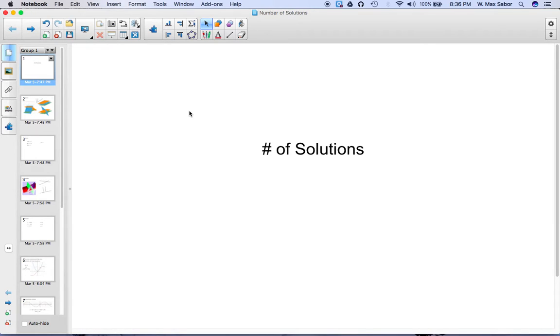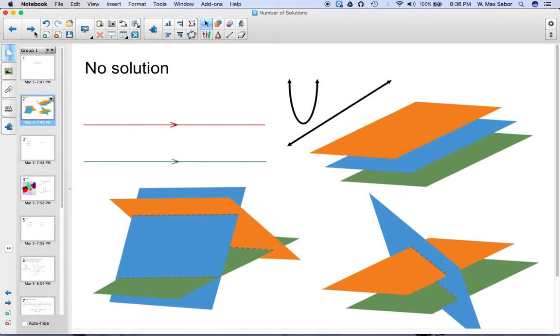Back when we had just two dimensions, we talked about what it meant to have different numbers of solutions. So we're going to continue that conversation now that we have a third dimension that we're talking about in terms of geometry. So, no solution is the easiest case. You notice that there's no place where all of them intersect.